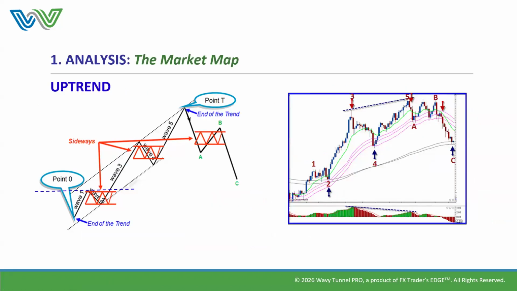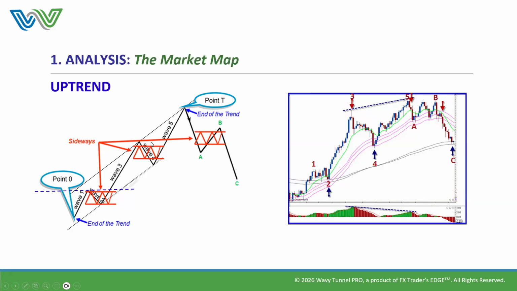Now, up to this point, we've been looking at the market map, the complete market cycle described by Elliott Wave. The challenge for traders is that waves are often difficult to see in real time. And what the Wavy Tunnel Pro does is to help visualize that same structure directly on the chart. So this is the Wavy Tunnel setup on the right, and this is the market map on the left. And you can see that the structure is very similar.